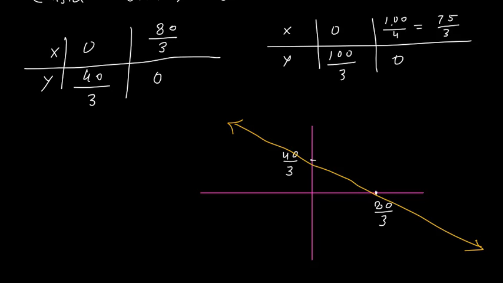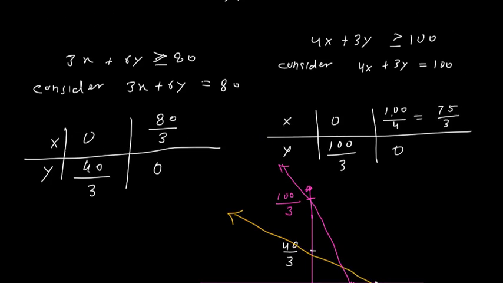somewhere, I will extend this line a little up. Suppose here we have 100 upon 3 and 75 upon 3. So 75 upon 3 will be near to this 80. So I will join these 2 lines also. They will cut like this. Okay. Now our inequation is of greater than type, greater than 80, greater than 100.